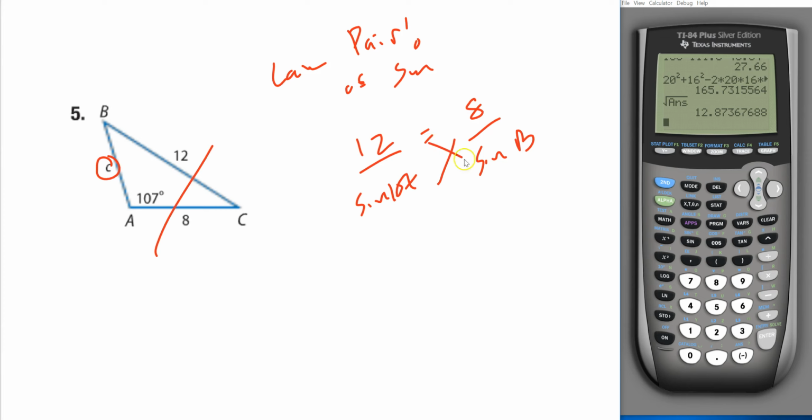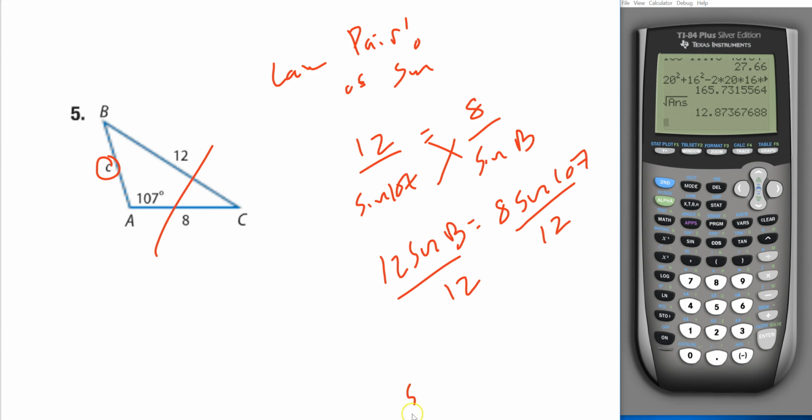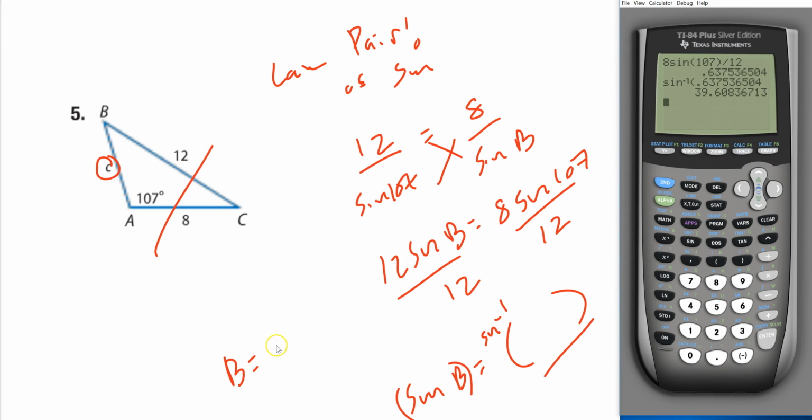Let's solve this, right? Cross multiply, 12 sine of B equals 8 sine of 107. Divided by 12, sine B equals some answer that I'll put in my calculator in a second. Alright, so I gotta get B, not sine B. So let's sine inverse of both of those sides. I get B equals, did it all on the calculator right there, 39.61 degrees.